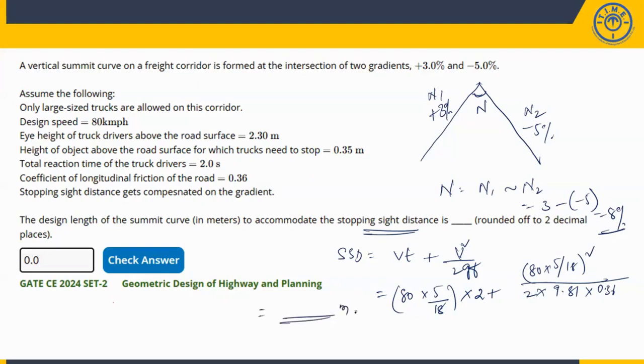Dash meter. All of you calculate SSD and tell me the answer. How much is SSD? 1057? Why 1057? Vijay Lata, please have a look. Please convert it into meters per second: 80 into 5 by 18 meter per second, into 2 seconds, plus 80 into 5 by 18 whole square by 2 into 9.81 into 0.36. Once again, recalculate and tell me the answer.